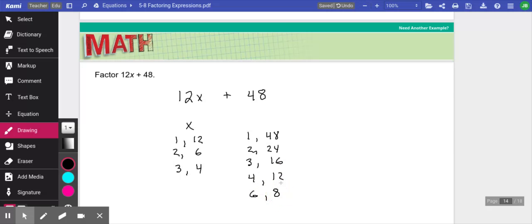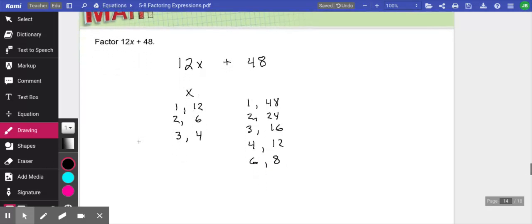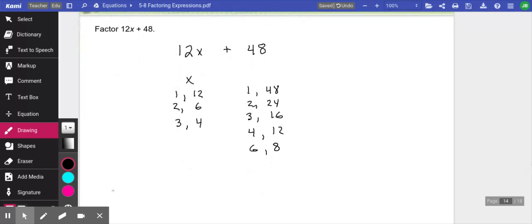Okay. Now let's look for our commons. What are our common factors here? We have 1 and 1, 2 and 2, 3 and 3, 4 and 4, 6 and 6, and the one that you probably all saw right away was 12 and 12. Okay, so 12 is the greatest common factor. So we're going to take the 12 out.